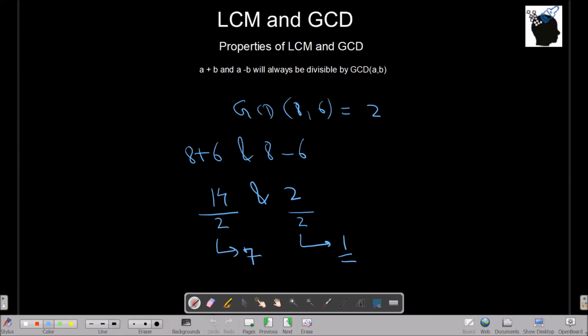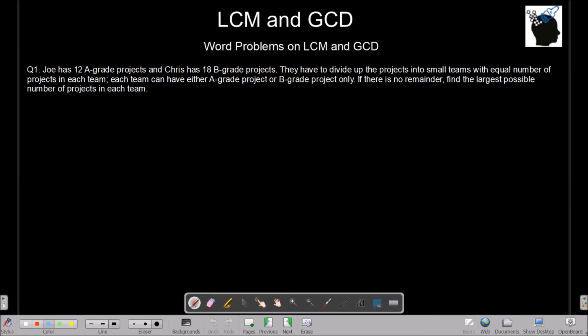Now we have learned a lot of properties of LCM and GCD. Let's go ahead and solve a couple of word problems based on LCM and GCD. At this point, you can pause the video, give a shot to this problem, and then you can look into the solution of this problem.